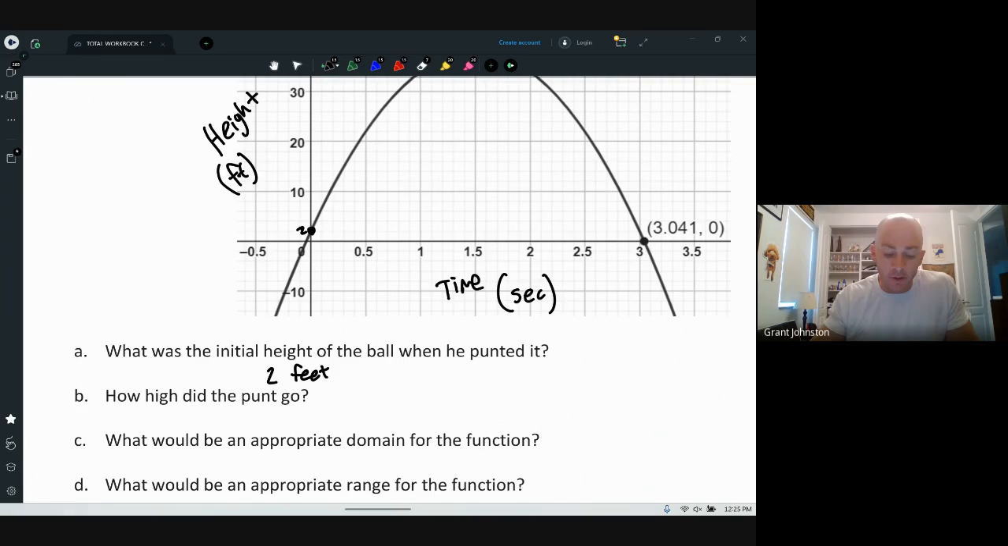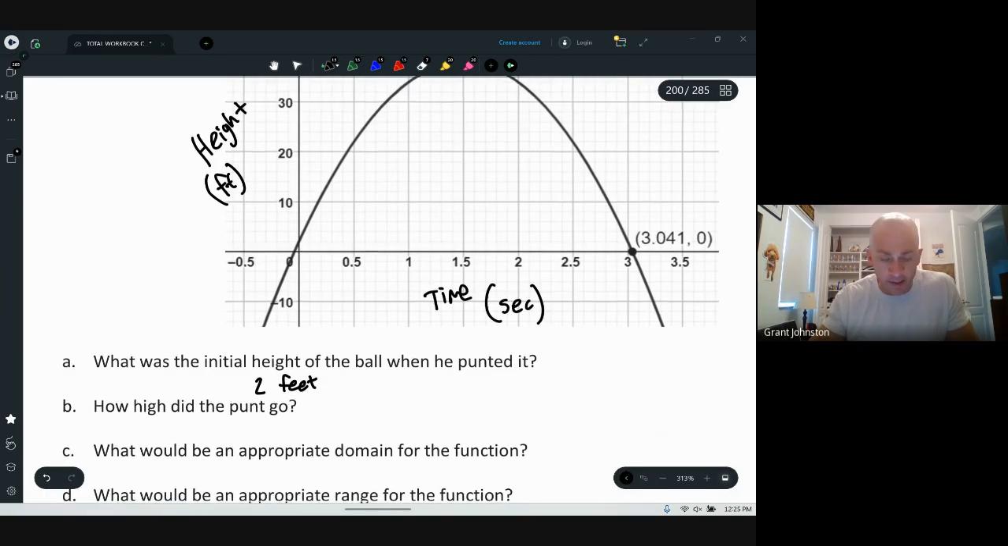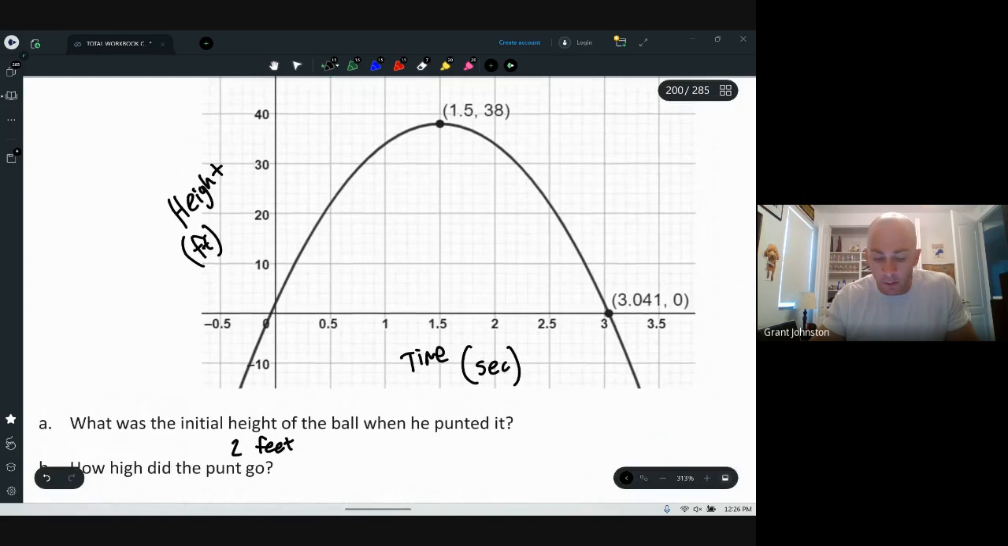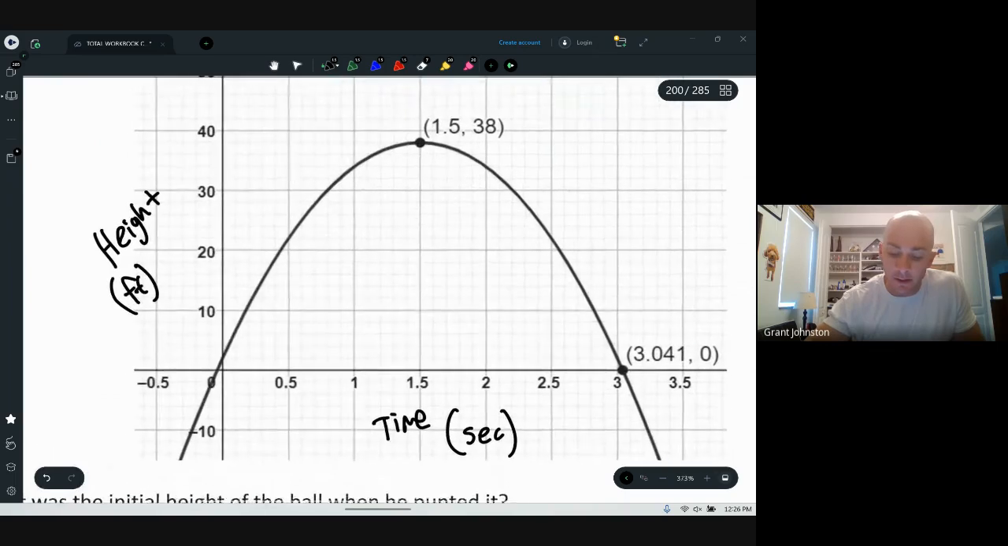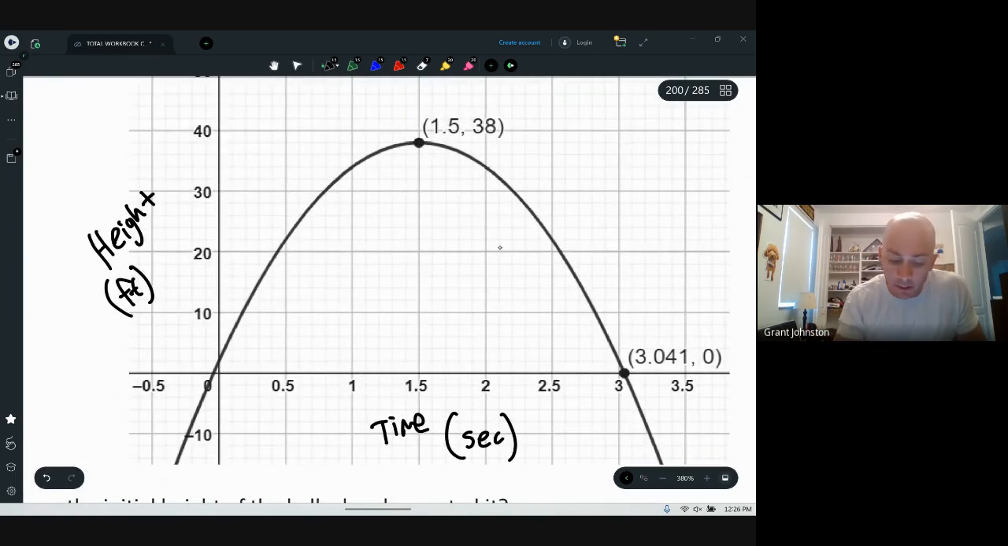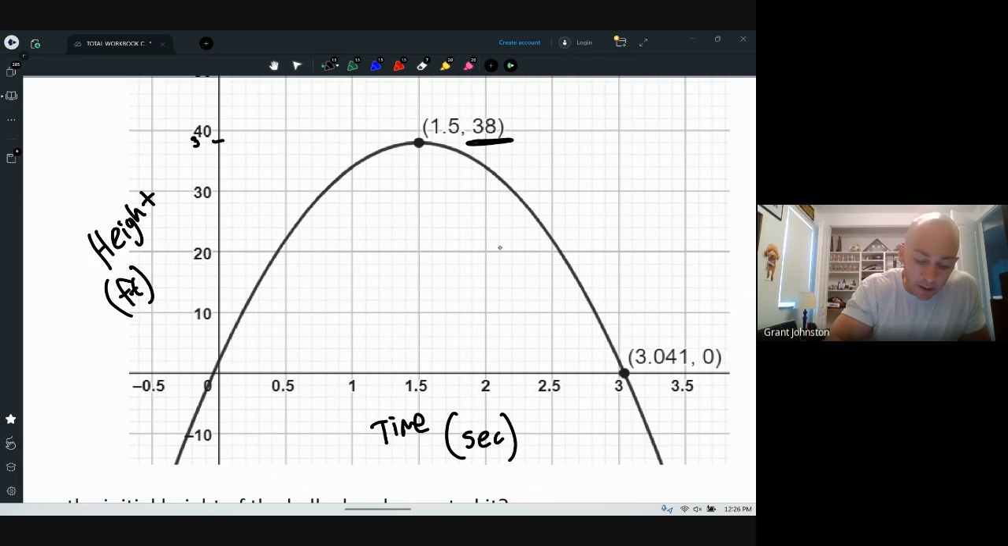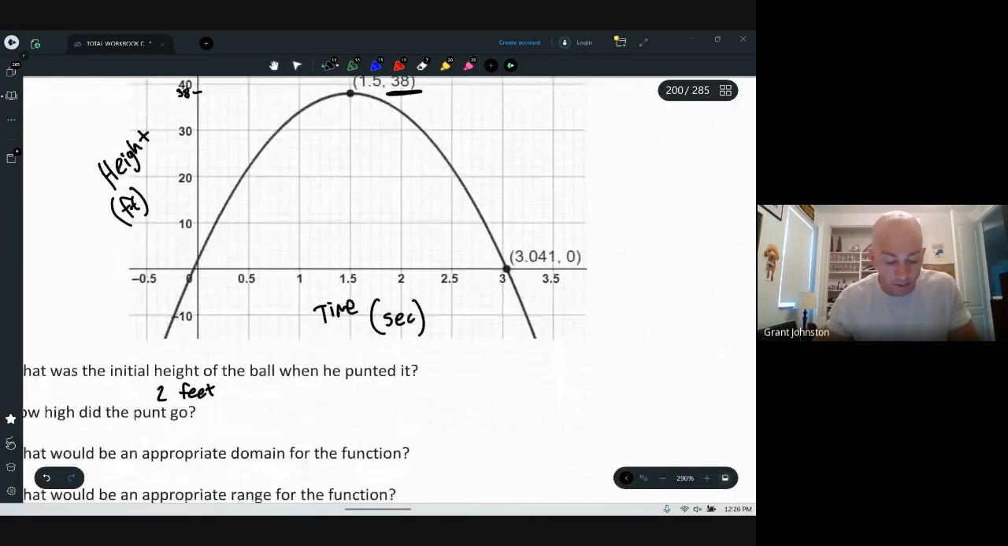Now the second question says, how high did the punt go? Okay, so now we're looking at the vertex. And this is nice because it actually gave us it, where this is. This is up at 38. This would be 38 feet. So that's how high it went.